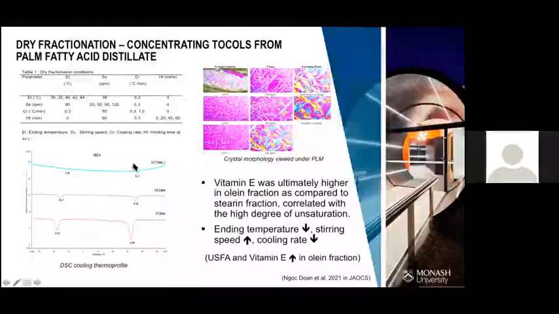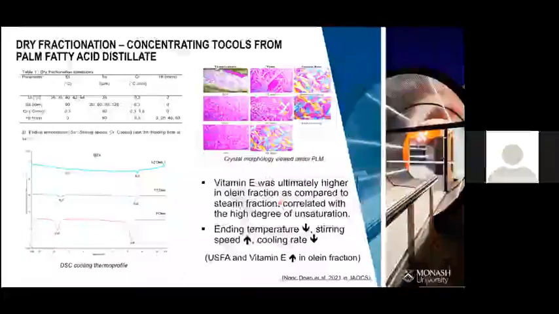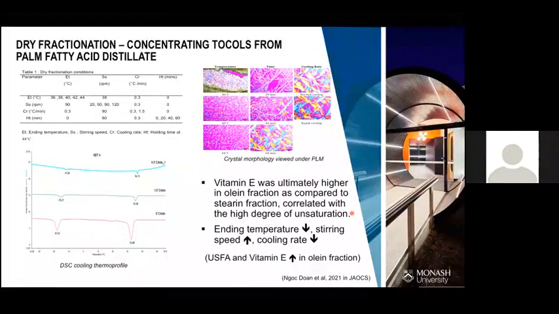And at this point, we can fractionate out the stearin and olein. But we further increased the temperature to 44 because in the real experiment, we noticed that crystallization actually started at 44 Celsius. So that is the temperature that we study. We found in our study that vitamin E, tocopherol and tocotrienol, is ultimately higher in the olein fraction compared to the stearin fraction, which is very much correlated with a high degree of unsaturation.